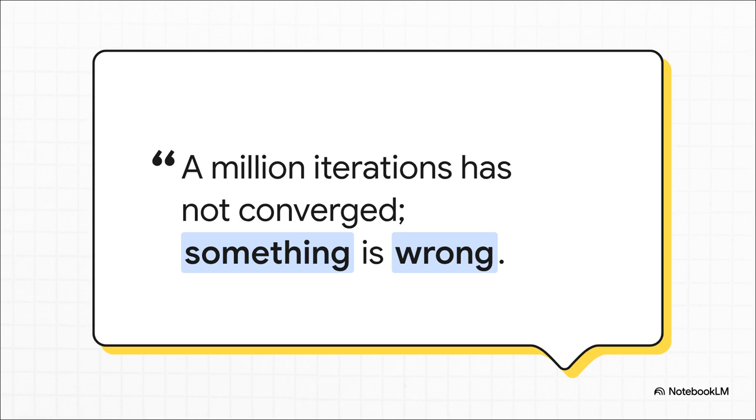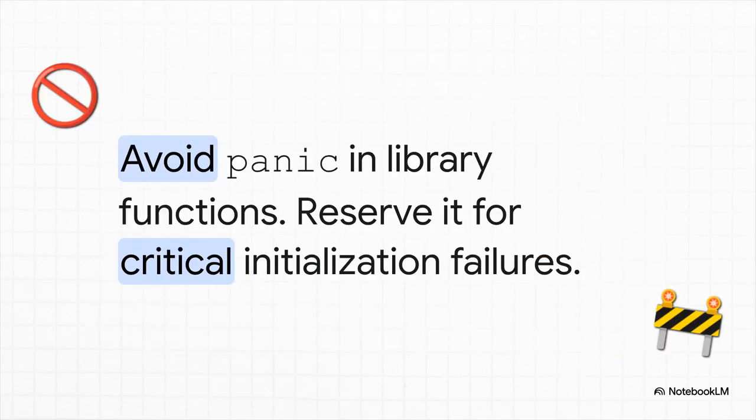Imagine you have some math function that's supposed to find an answer in a reasonable number of tries. If it chews through 1,000,000 iterations and still hasn't found one, well, that's not a normal error. That tells you something is fundamentally broken with your logic. Panicking here makes it crystal clear that the program has gotten into some kind of weird, invalid state it was never designed for. So here's the deal, and this is a big one.